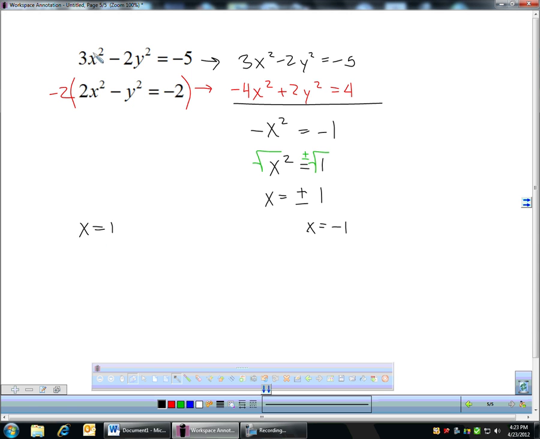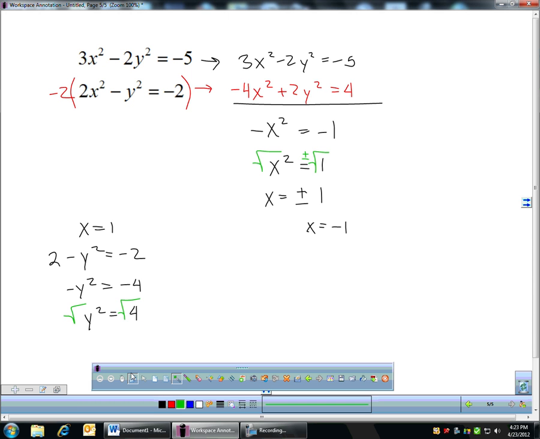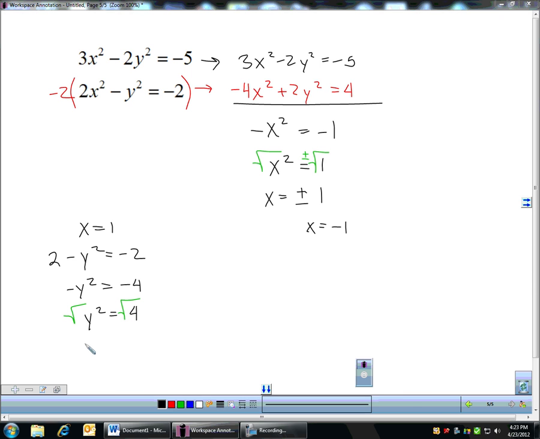Doesn't matter where you plug in. I'm going to plug into this bottom one right here. So 2 times 1 squared, which is 2, minus y squared is equal to -2. Negative y squared, subtract 2 over, you get -4. Y squared equals +4. Again, I'm going to take the square root to solve the equation, and you get y to be plus or minus 2. So when x is 1, y could be positive or -2, so that gives me solutions 1, 2 and 1, -2.